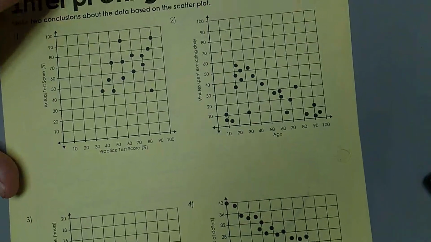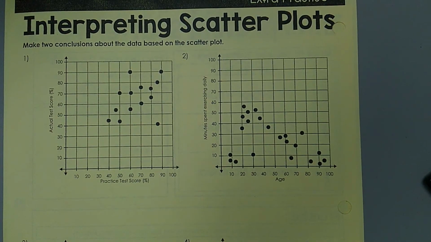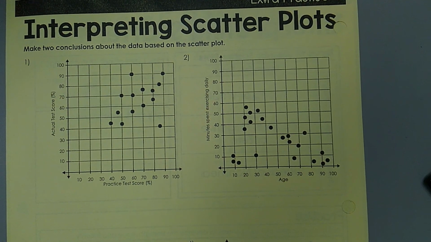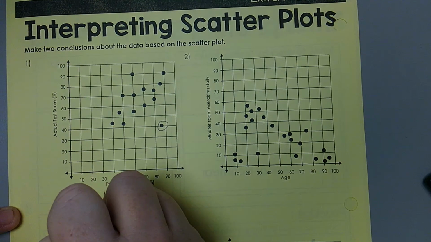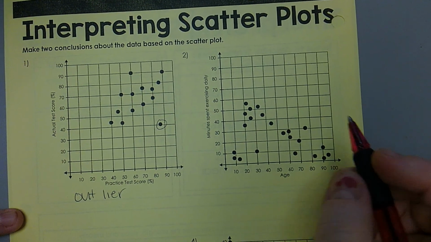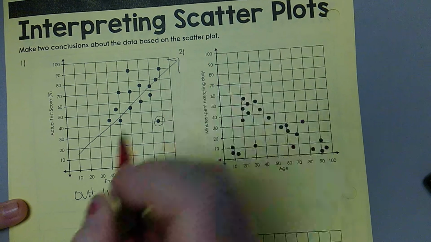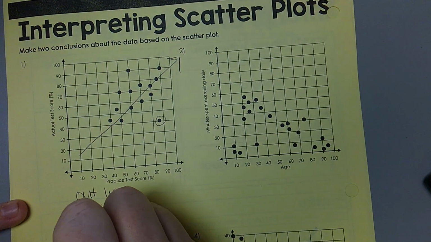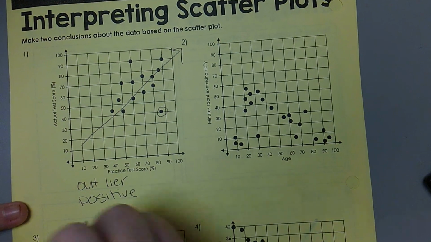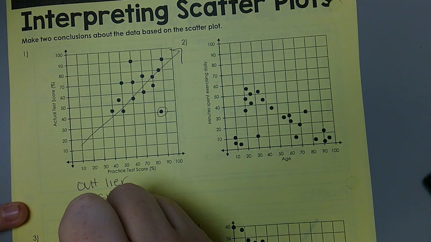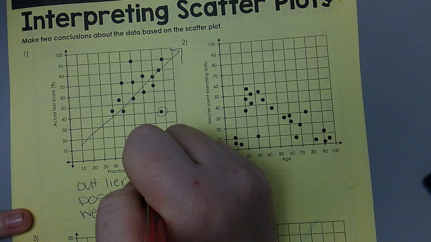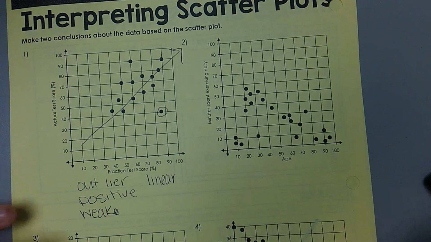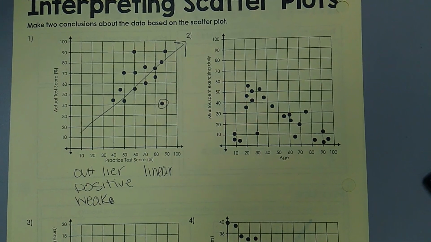On the back, it's just making two conclusions about it. We can do anything that we've known so far. So we do have an outlier. It is generally in a positive direction. It's pretty weak. And it is linear. We made way more than 2 conclusions, and that's okay.